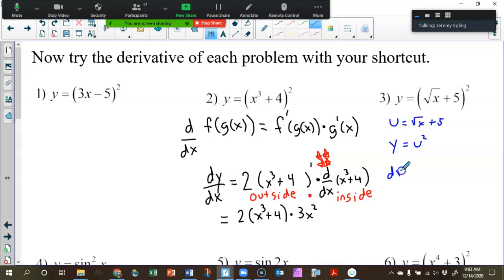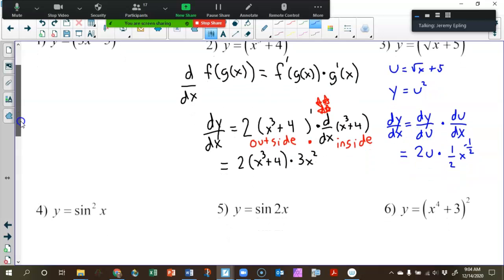So dy/dx, the derivative of y with respect to x, would be dy/du, the derivative of y with respect to u, times du/dx. So the du's divide out, they cancel out, and we get dy/dx. The derivative of y with respect to u is 2u. The derivative of the square root of x is 1/2 x to the negative 1/2 plus 0. We're not going to write plus 0.